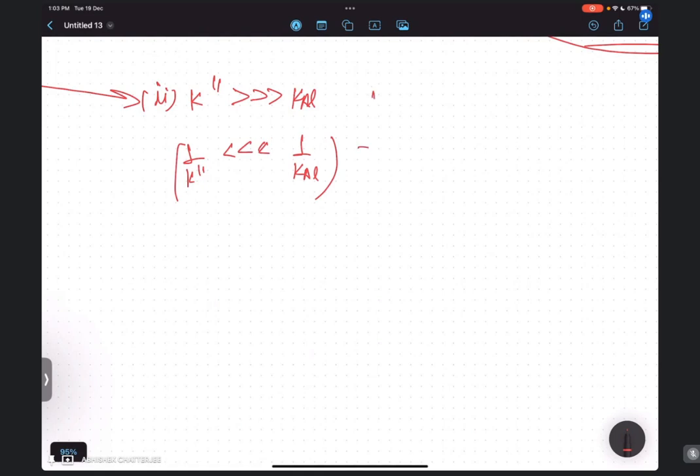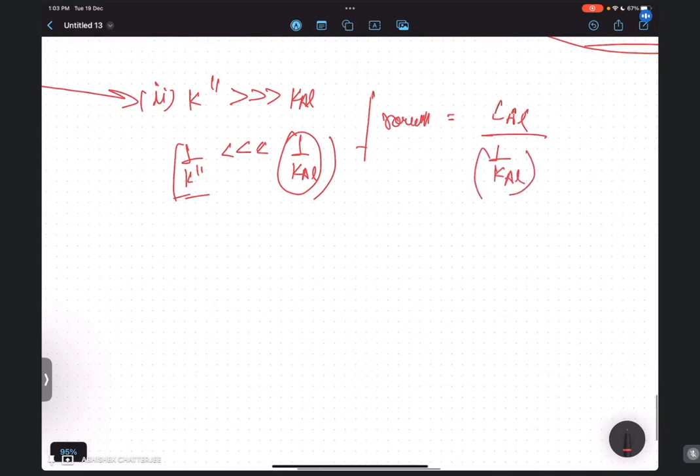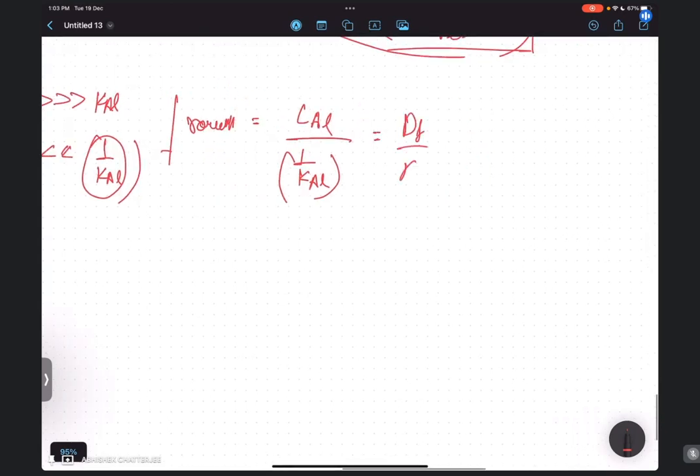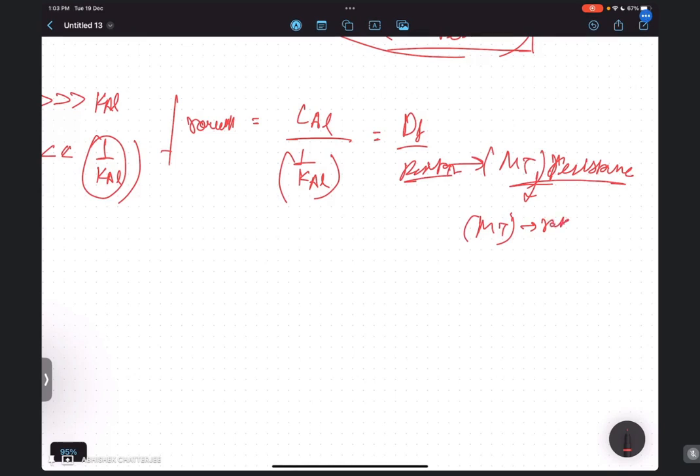From here your R overall will be equal to CAL divided by, so with respect to this 1 by KAL, this 1 by K double dash can be neglected now. So this will become 1 by KAL. This is again your driving force by your resistance. And your resistance is what? Your mass transfer resistance. Now, because only mass transfer is providing the resistance, the mass transfer step will become the rate controlling step.